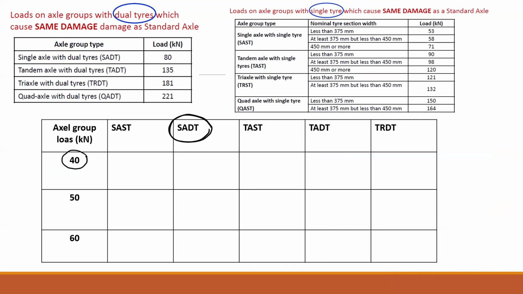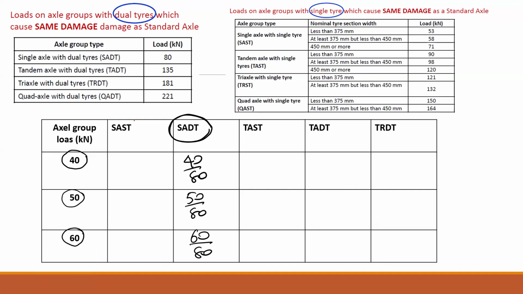If the damage created by 80 kilonewtons is 1, how much damage is created by 40 kilonewtons? Just half of it, isn't it? So that will be 40 divided by 80. So 50 is creating how much damage? 50 divided by 80. Am I right? Next one will be 60 divided by 80. So this is for the standard, single axle dual tires.